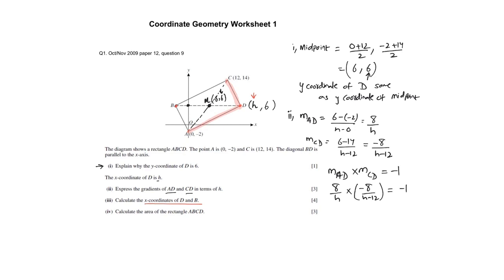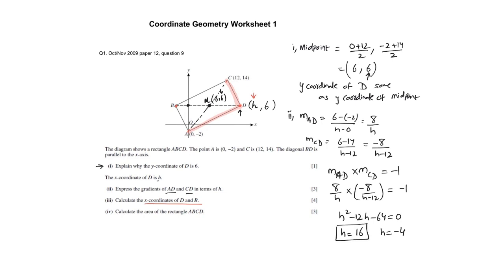So if you solve this equation, you get a quadratic equation in terms of h. And solving this quadratic equation will lead you towards two values of h. Clearly h is positive as per our diagram.